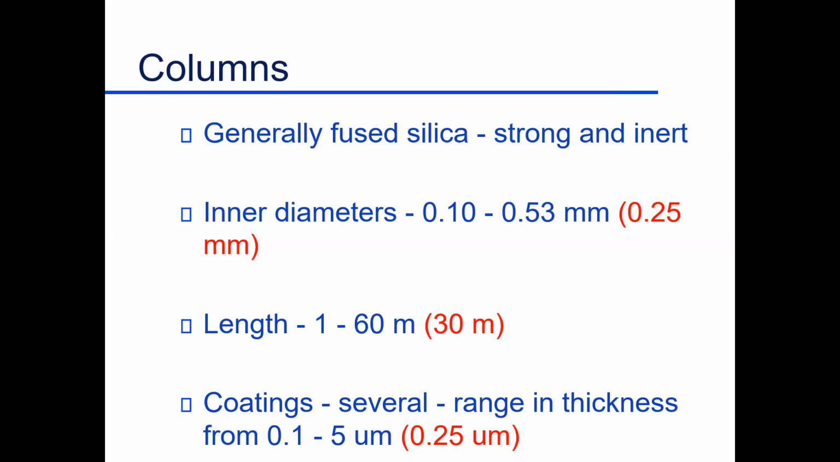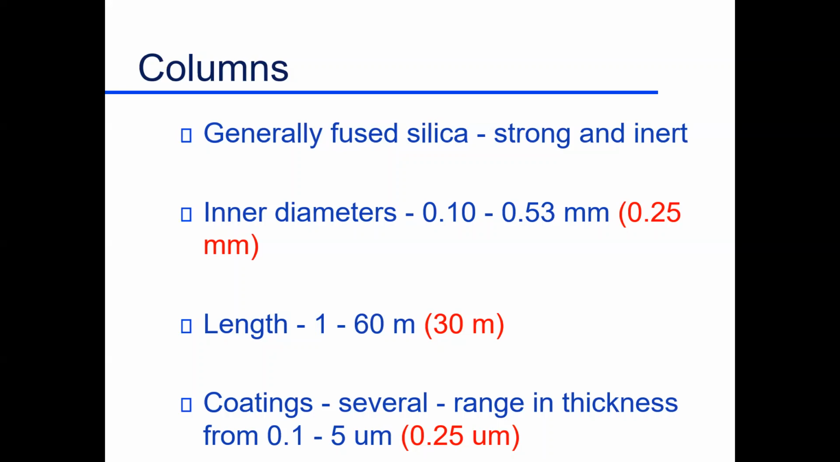The diameters can range from 0.1 millimeter to 0.53. That's inside diameter. 0.25 is really a workhorse. That's generally what we have in our laboratory, 0.25 millimeters. I'll talk about why we pick 0.25 a little bit later. Length is 1 meter to 60 meters. So you can have columns just long enough to connect the detector to the injection port. They can be that short, or they can be up to 60 meters.